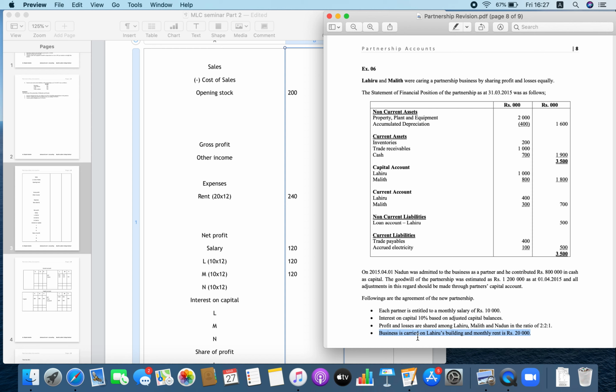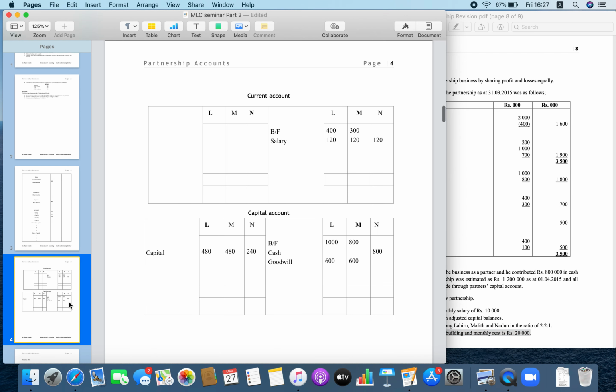But this rent is paid to Lahiru. So therefore, obviously for Lahiru, it's now going to be an income. So all partners' income should now be marked in the current account on the credit side. So you have rent. So the rent belongs to Lahiru. So let's mark for him now 240.